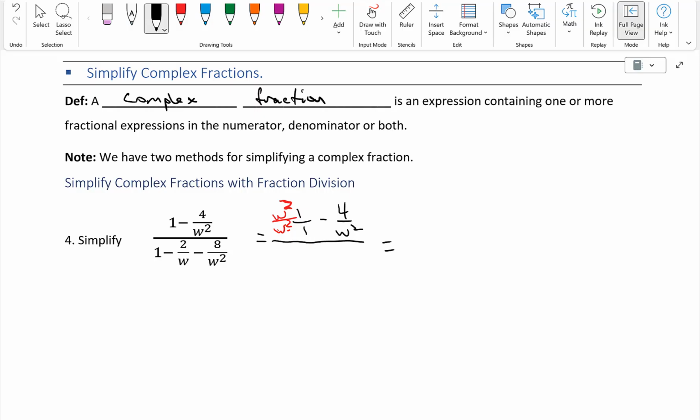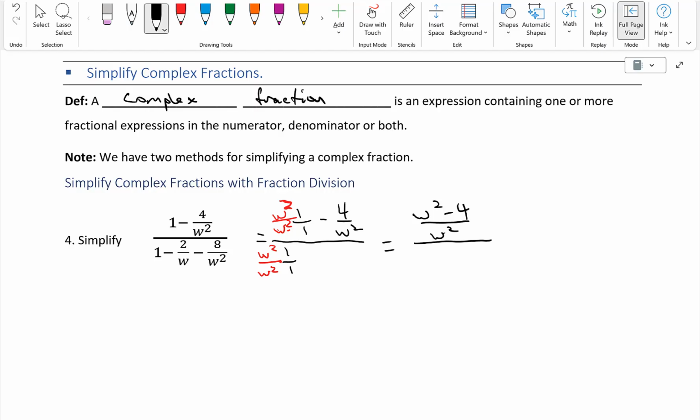I'll do the whole numerator first. That'll give me a w squared minus 4 over w squared. In my denominator, my first term was just a 1 over 1 again. I can see my only denominators are w and w squared, so w squared is my LCD again. The first term needs the whole w squared.